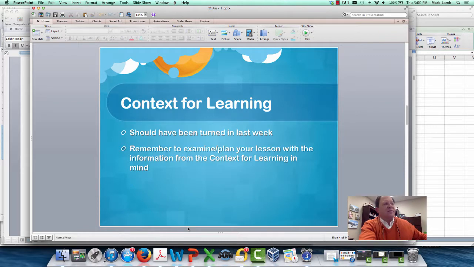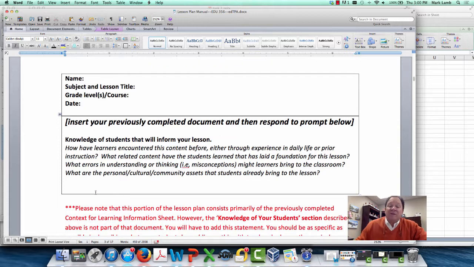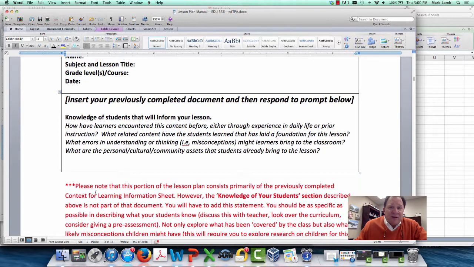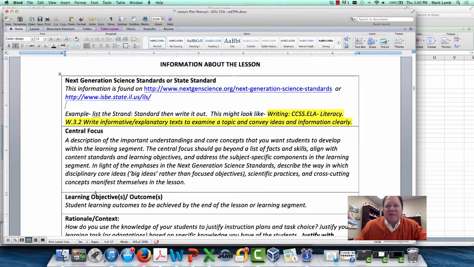First, the context for learning. The context for learning short form should have been turned in last week. You should have inserted it right here into this section and then addressed these different questions in the section, and that would have been turned in. But we don't want you to forget about it. The whole point of doing that was to have that information so that as you come here, as you begin to write this lesson, you are thinking about those things you identified in your context for learning.